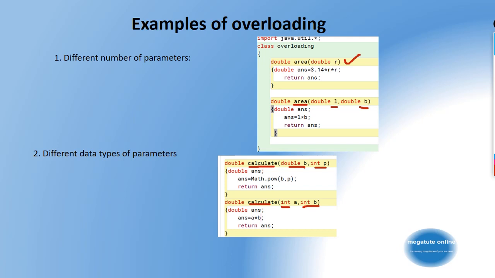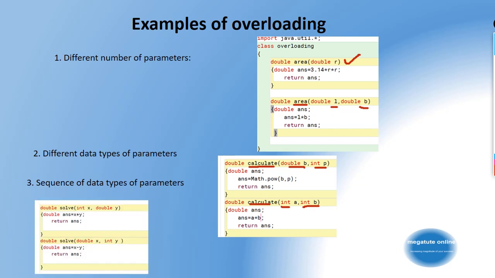Now the third example of function overloading is sequence of data types of the parameters. Here we have two functions named sol, and the first one has an integer and a double as the sequence of parameters. The second function sol has a double and an integer. So here the sequence changes, right? The first one is just adding those two parameters, and the second sol is just subtracting them. So these are the examples of function overloading, and in three ways function overloading can happen.